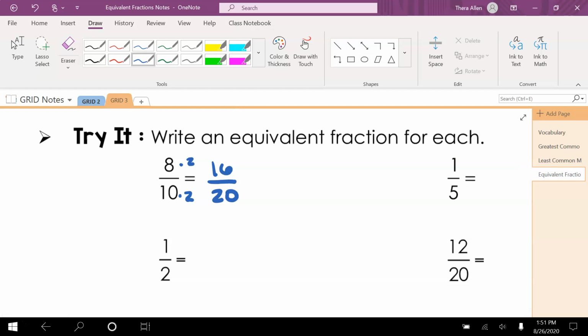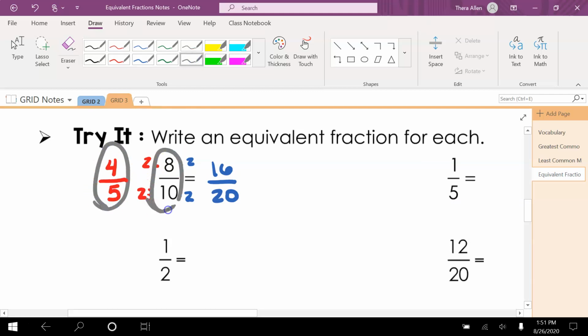We can also find an equivalent fraction by division. And this fraction is an easy fraction to divide. We could try 8/10 divided by 2. I'm going to go this way. 8 divided by 2 is 4. And 10 divided by 2 is 5. All three of these fractions are equivalent fractions. They are all equivalent to one another because equivalent means equal.